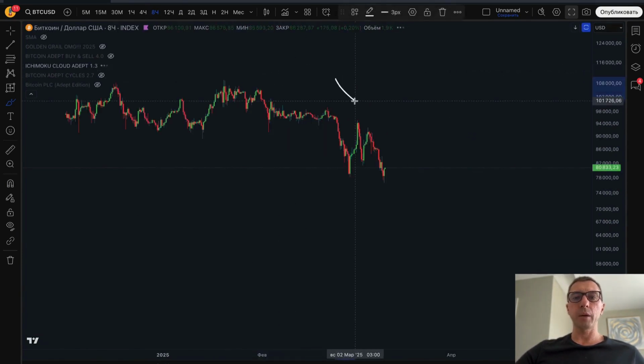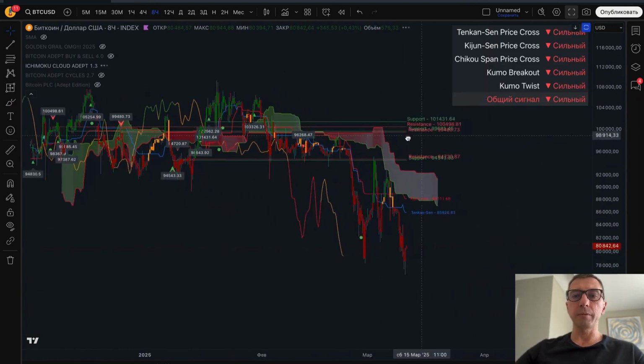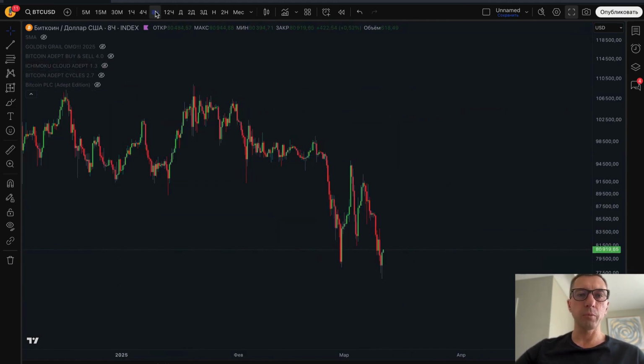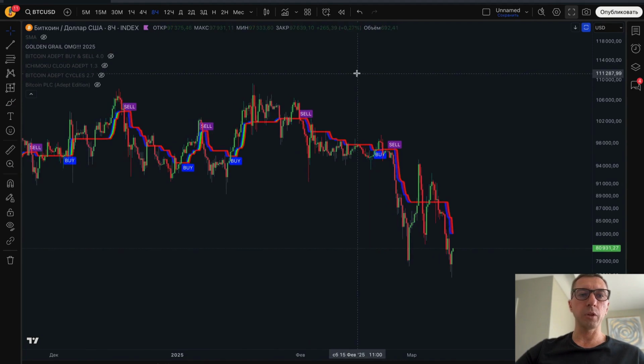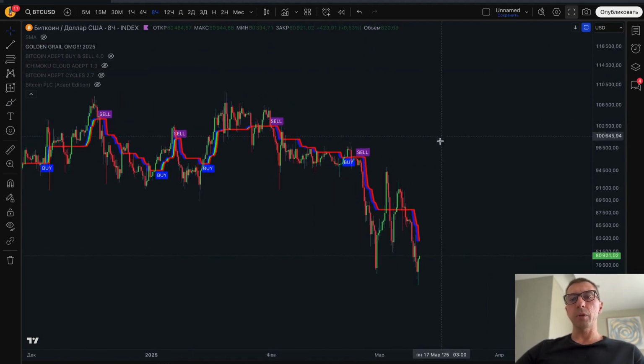Let's look at the 8-hour. Let's connect the charts and see what signals they give. Well, here all the signals are strongly down, which is not surprising. We will look at more local time frames. Perhaps there will be some element of a reversal in the near future. Let's look at the next golden grail. 8-hour chart, no signal has appeared yet.